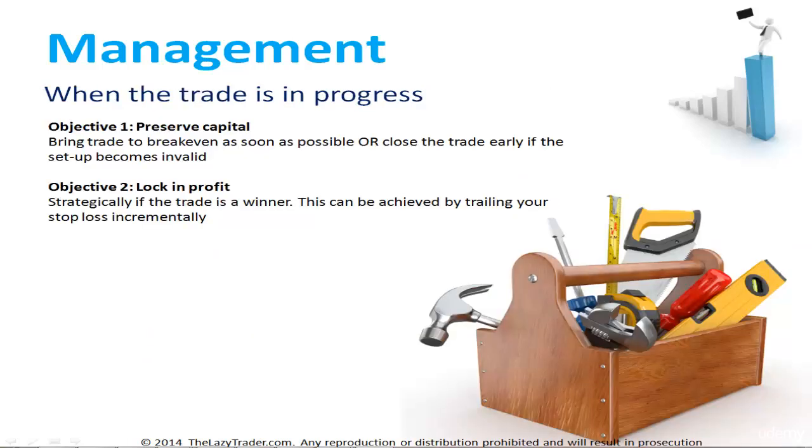As a financial markets trader, we've got 2 key objectives for when the trade is in progress. Our first priority is to preserve capital and bring the trade to break even as soon as we are able to, or indeed close the trade early in the event that the trade becomes invalid. This is all in the name of the preservation of capital. And of course our second and ultimate objective is to make money. We do this by locking in profit strategically and objectively if the trade goes in our favor, by trailing our stop loss incrementally in the direction the trade is going.